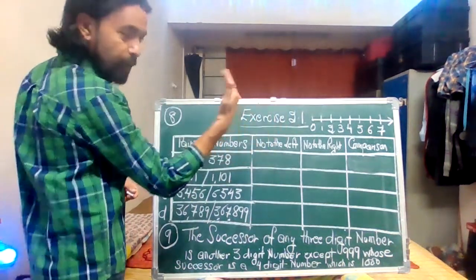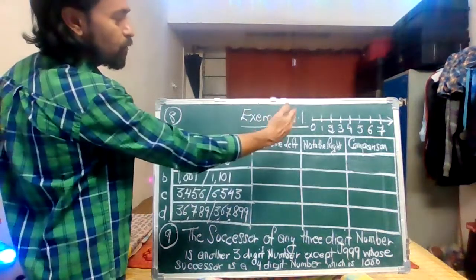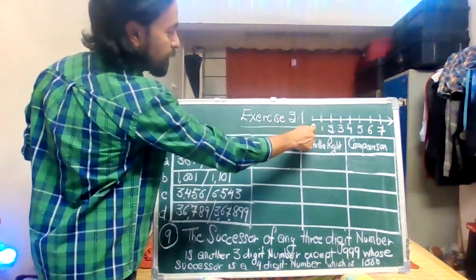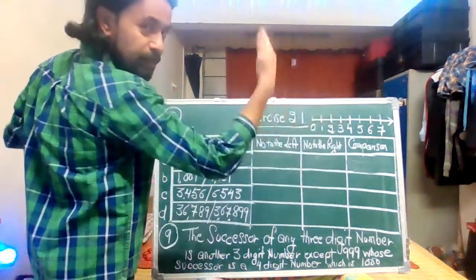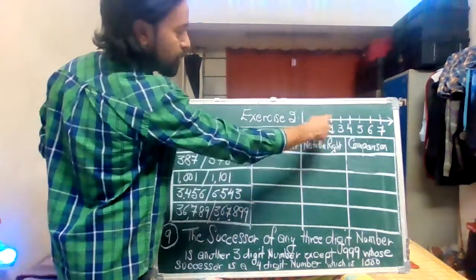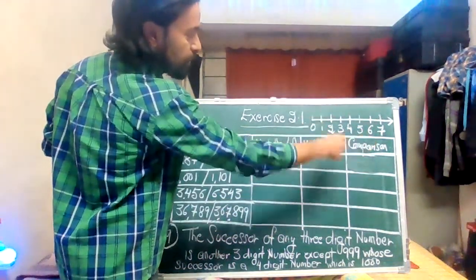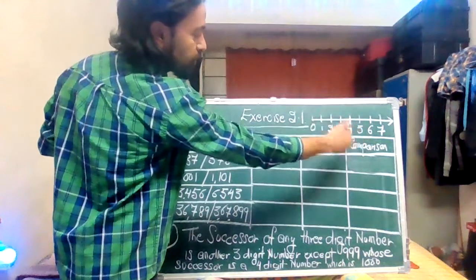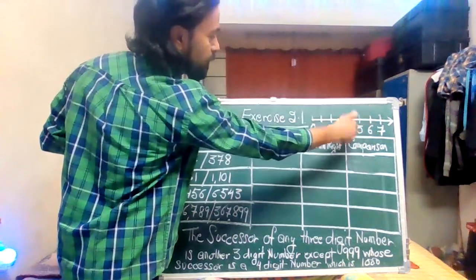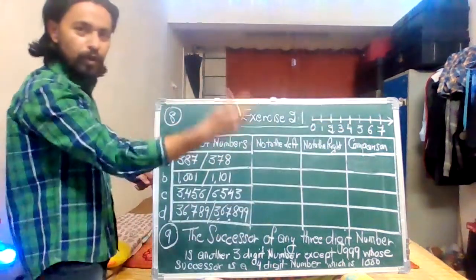Now, when I'm facing the board and looking at 0, 1, 2, 3, 4, 5, 6, 7, you can see 1 is greater than 0. It is on the right hand side. This is my right hand and this is my left hand. 2 is greater than 1. It is on the right hand side. 3 is greater than 2. It's on the right hand side. 4 is greater than 3. It's on the right hand side. 5 is greater than 4. It is on the right hand side, and so on and so forth.